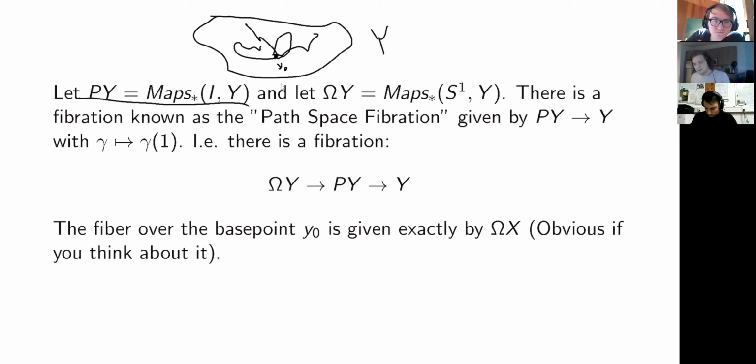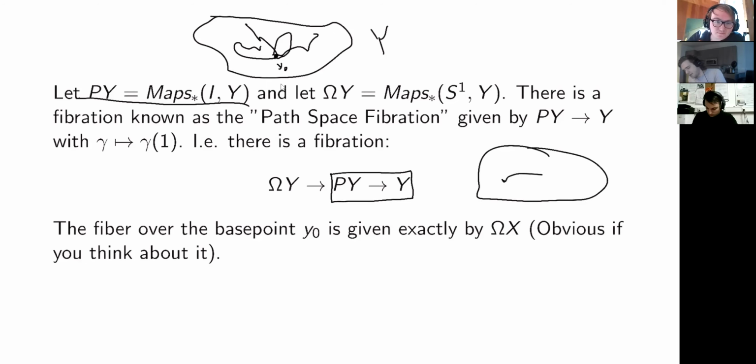If you think about it, there's a map from Py to Y. What we do is, given some paths, this is Y0, this is gamma, this is where gamma ends up at time 1. We just take gamma and send it to gamma 1. This is a path, in fact, a fibration from Py to Y. And just thinking about the fiber, what is it?